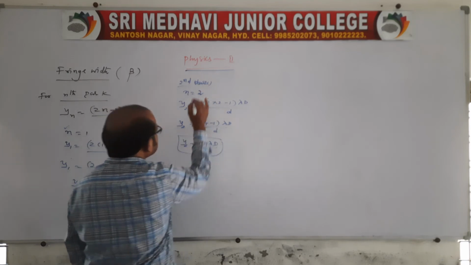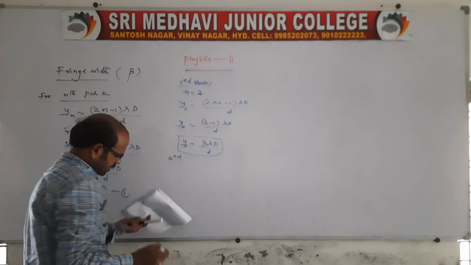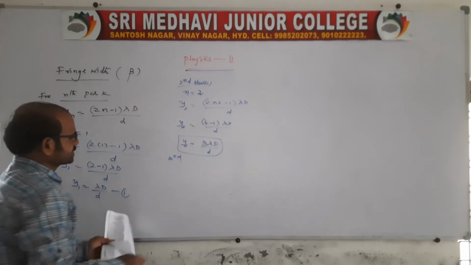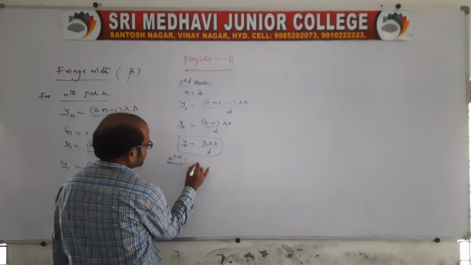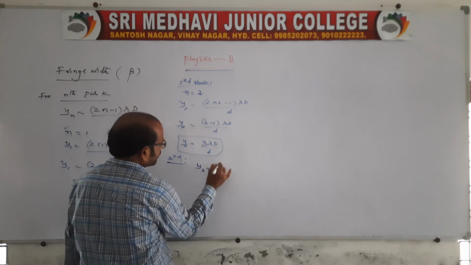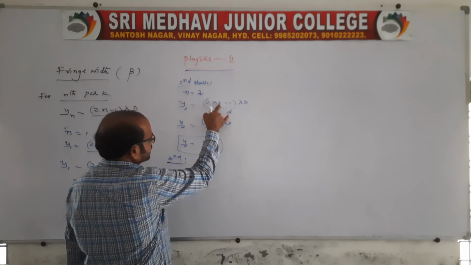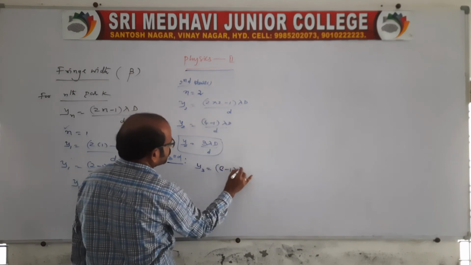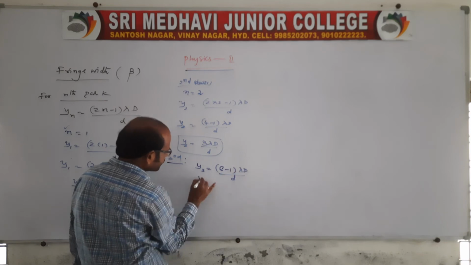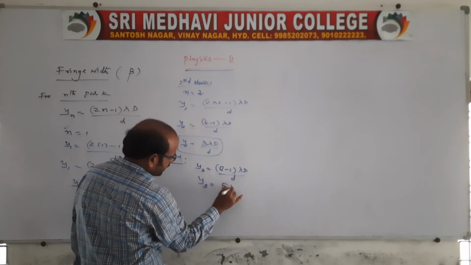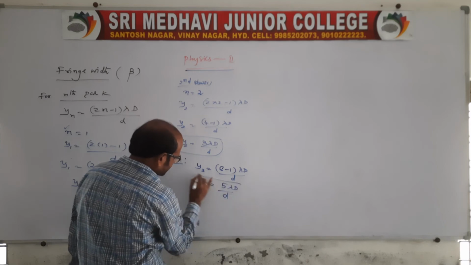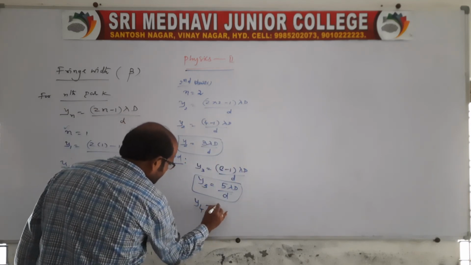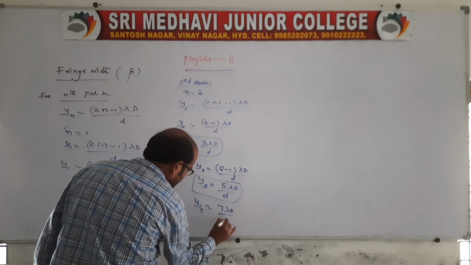Like that, you go for the third also, and after that we'll finish it. For the third, y3 is equal to, directly now I am writing, you substitute n equal to 3, then we'll get 3 into 2, 6 minus 1. So y3 is equal to 5 lambda capital D by small d. For the fourth dark, it is 7 lambda capital D by small d.